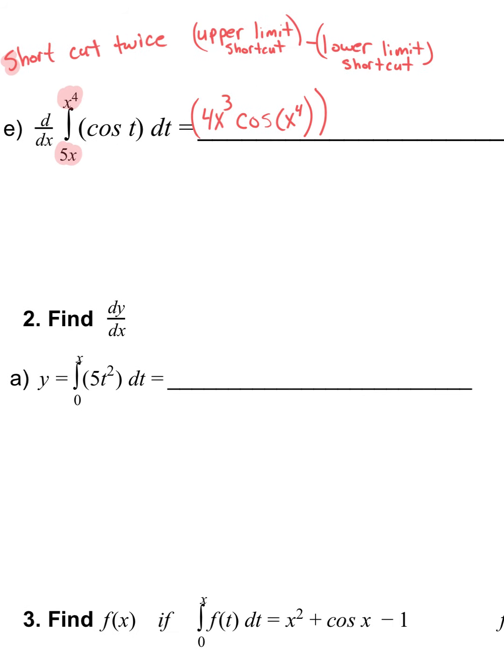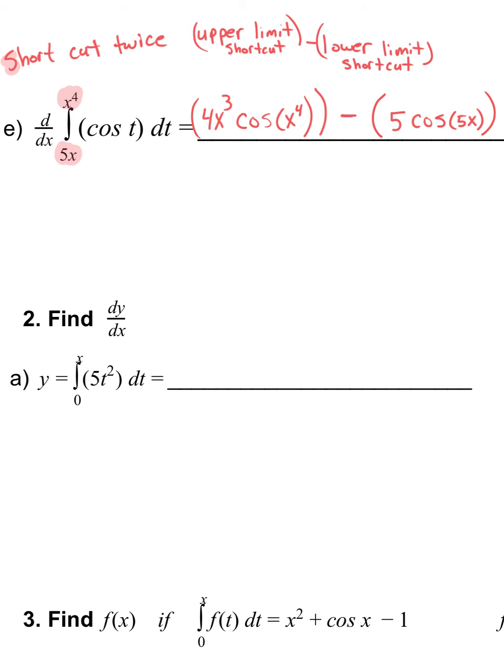All right, and now we go again. Now we do the shortcut for the lower limit. So the first step, we plug in that limit everywhere we see t. So we get the cosine of 5x. All right, and the second step tells me to multiply everything by the derivative of that limit. The derivative of 5x is 5. I'm going to put that right there. So there it is. There is my answer.